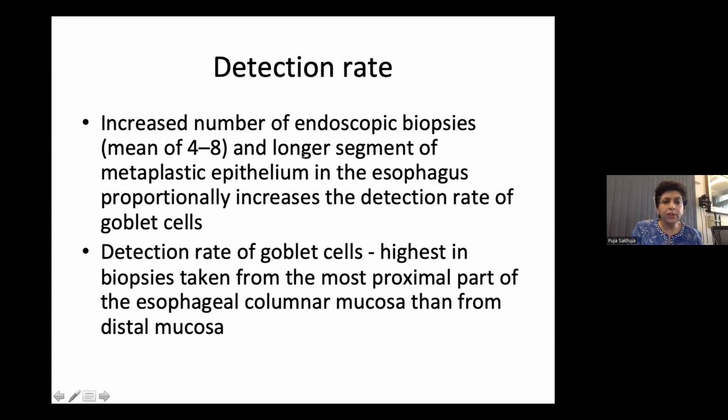So the detection rate increases if the number of endoscopic biopsies increases. More number of biopsies, more the detection. That's almost obvious. And the longer the segment of metaplastic, that salmon pink mucosa that you see, the greater the chances of detection. So multiple biopsies must be taken. Now, important to note is that the highest number of biopsies should be taken from the most proximal part of this salmon pink mucosa, because that is where the detection rate is likely to be more.